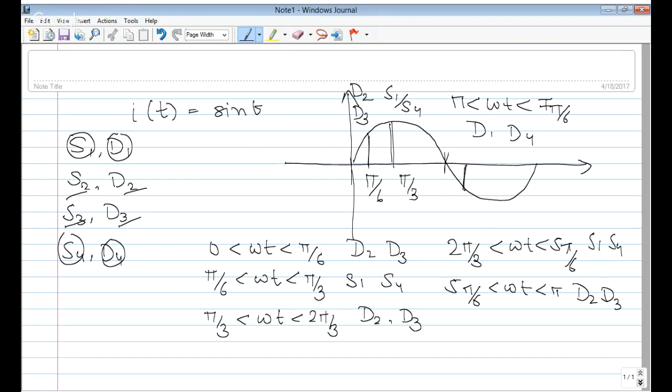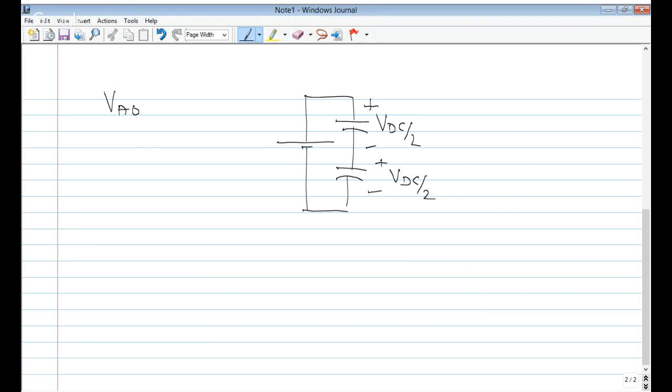Now it is asking me the voltage V_A naught. So the V_A naught pattern we have to draw. Now if you see, we have two capacitors placed in parallel to VDC. So this is the circuit that is given to me. Both the capacitors will have a voltage of VDC by 2, again VDC by 2. They both will have this much voltage.